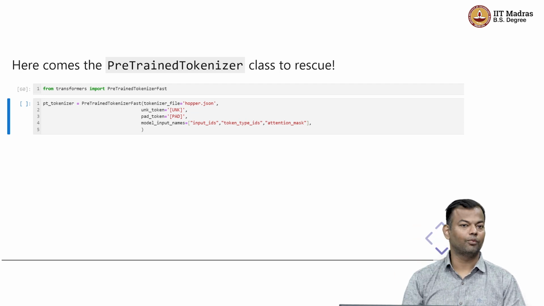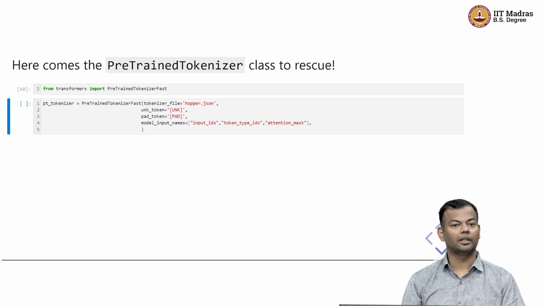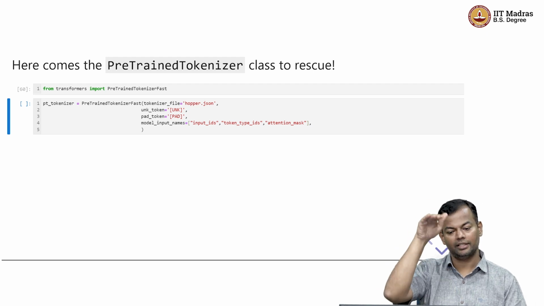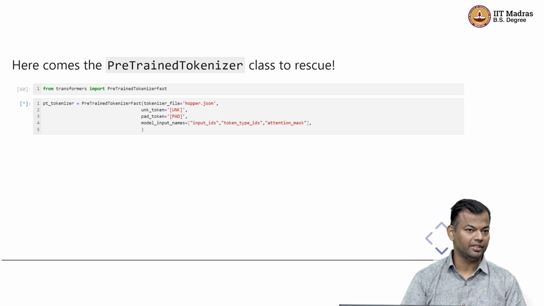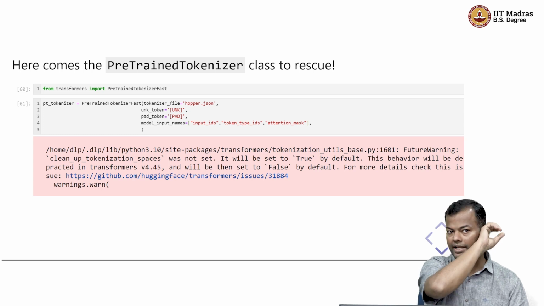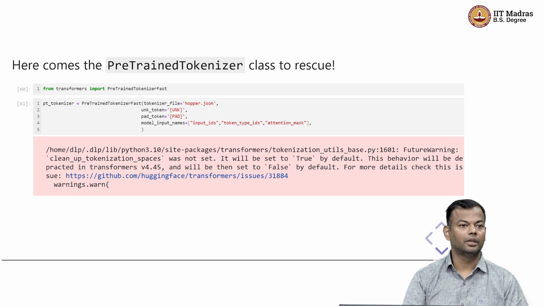I'm also mentioning what is the unknown token, what is the pad token, what are the model specific attributes that I care about, right? The input IDs, the token types, attention mask, and all of this. And I have put all of this into the pre-trained tokenizer and created an object of that. This is just a warning, so don't worry about it.